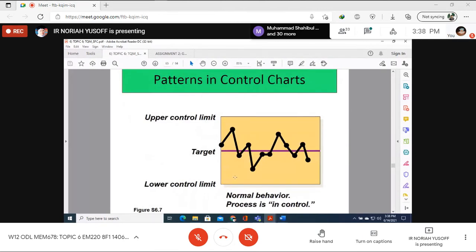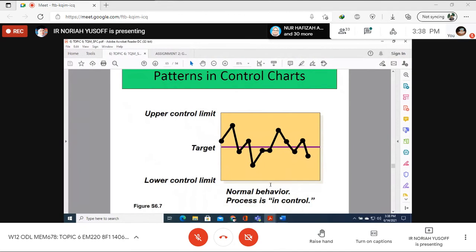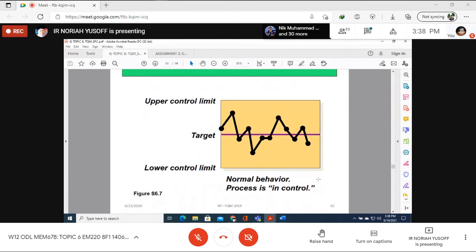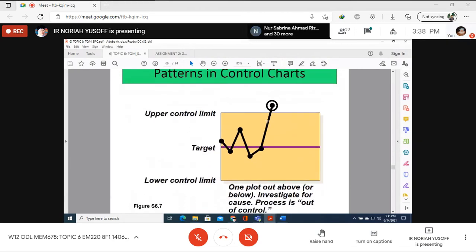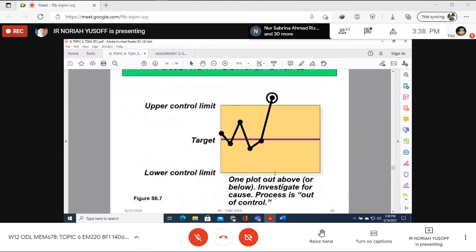So patterns in control chart, saya tunjuk sikit. So this behavior, since it is still within the upper control limit, you can give the conclusion that this process is in control. Okay. So anything that is beyond the upper and lower control limit, you can say that the process is out of control, and then you need to investigate for the cause of the problem. Okay.